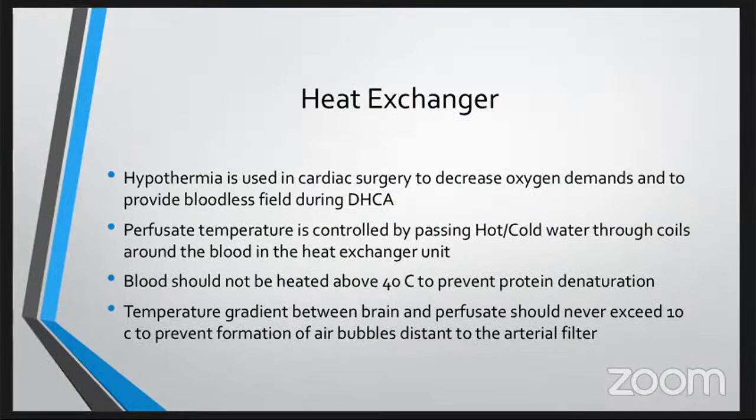The heat exchanger is used for hypothermia in cardiac surgery to decrease the oxygen demand and to provide a bloodless field, especially during deep hypothermic circulatory arrest. The perfusion temperature is controlled by passing hot or cold water through coils around the blood in the heat exchanger unit. The blood should not be heated above 40 degrees to prevent protein denaturation, and the temperature gradient between the brain and the perfusate should never exceed 10 degrees Celsius to prevent formation of air bubbles distal to the arterial filter.